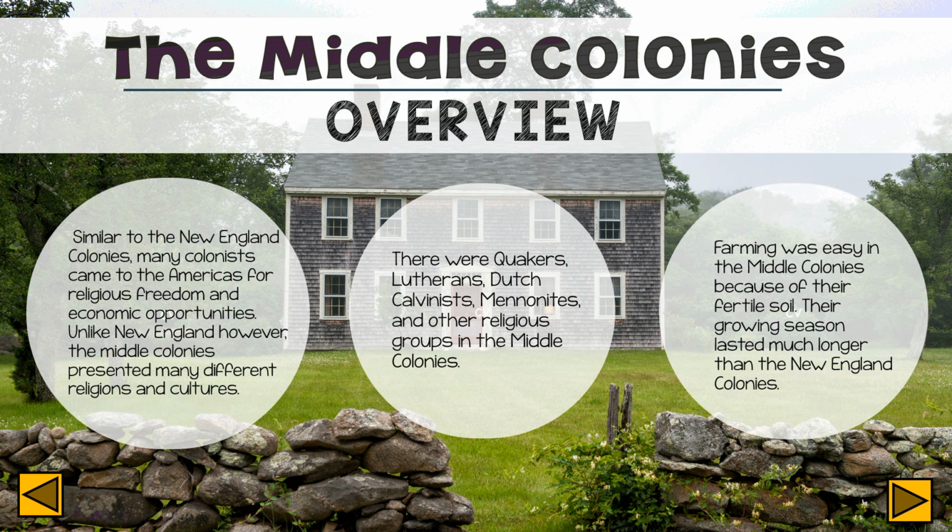Farming was much easier in the middle colonies than it was in the New England colonies because the terrain was different. So instead of having really, really thick forests, they had some more open landscapes. They had forests, but there were more areas that were open. And also the soil quality in the middle colonies was really good for growing crops.